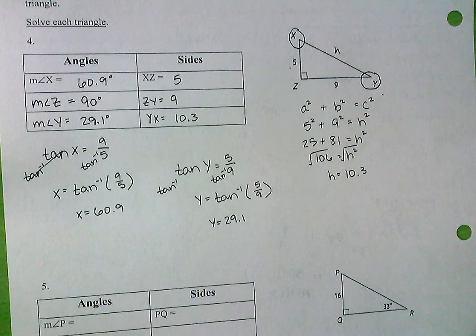Now there is an easier way to find Y. All of your angles in your triangle have to add to 180. So if you have 2 of your angles already, you can subtract them from 180 to get your third. Okay, so if you don't remember that, that's fine. However, we will come back to that in a different chapter.